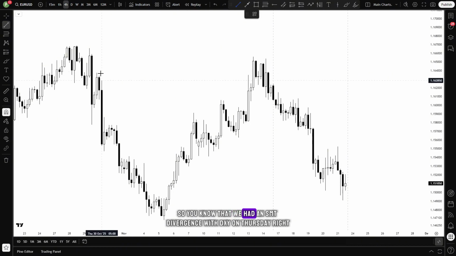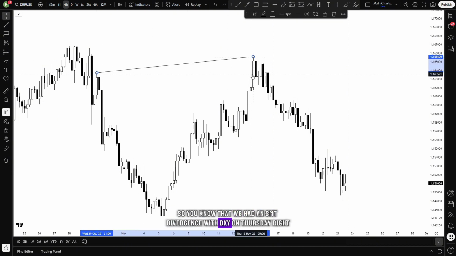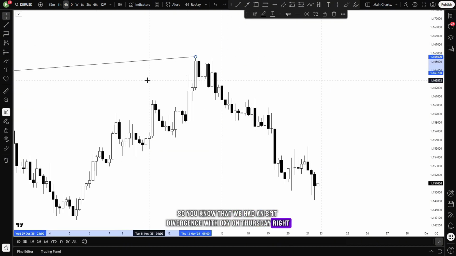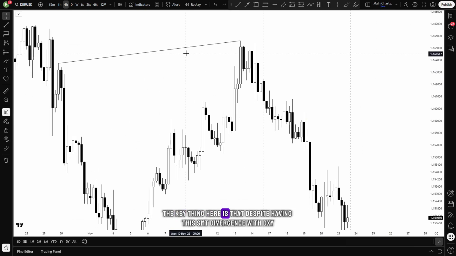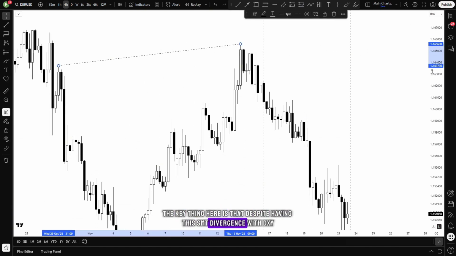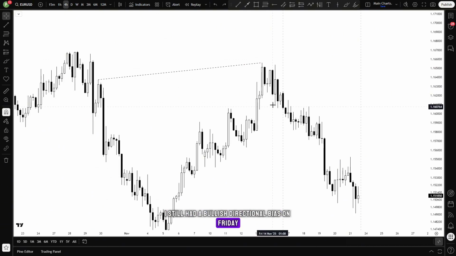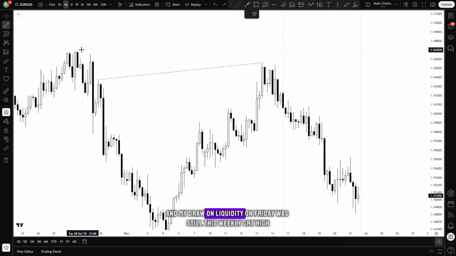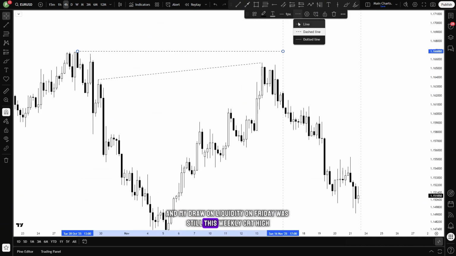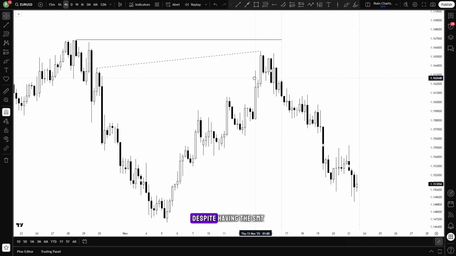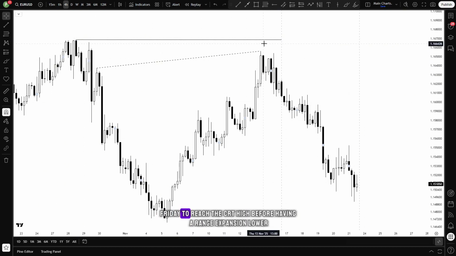So you know that we had an SMT divergence with DXY on Thursday, right? The key thing here is that despite having this SMT divergence with DXY, I still had a bullish directional bias on Friday, and my drawn liquidity on Friday was still this weekly CRT high. Despite having the SMT, I still had the weekly CRT high as my target, and I expected Friday to reach the CRT high before having a range expansion lower.